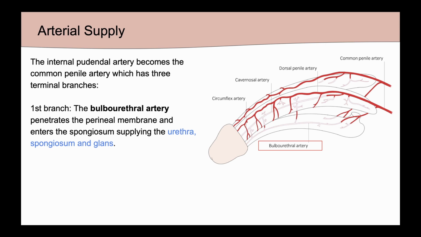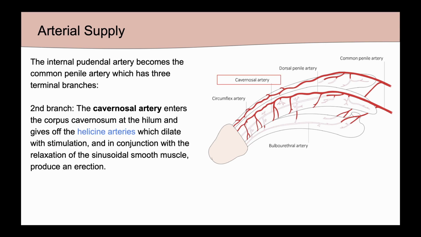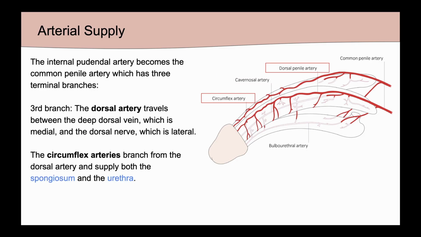urethra, spongiosum, and glans. The second branch is the cavernosal artery, which enters the corpora cavernosa at the hilum and gives off the helicine arteries, which dilate with stimulation and in conjunction with the relaxation of smooth muscle produce an erection. The third branch is the dorsal artery, which travels between the deep dorsal vein medially and the dorsal nerve laterally. There are also circumflex arteries, which branch from the dorsal artery that also supply the spongiosum and the urethra.